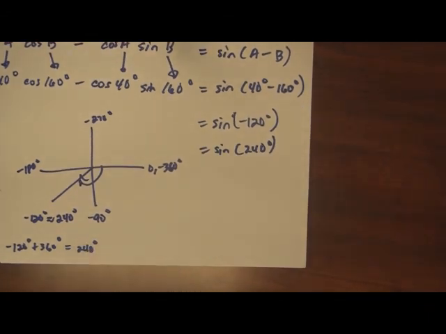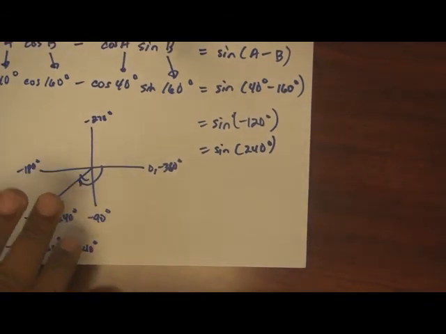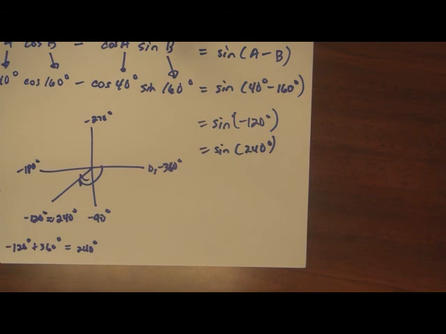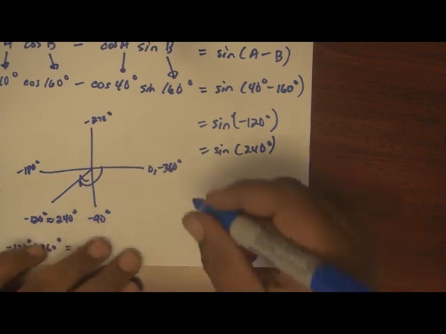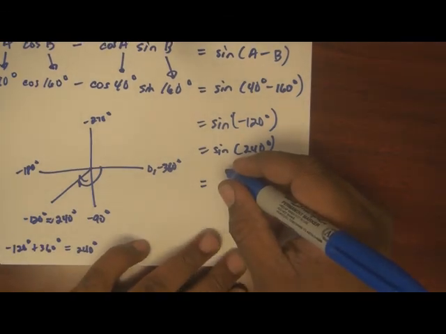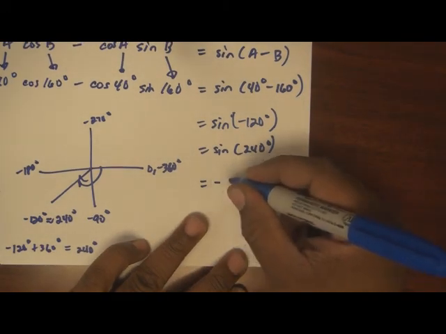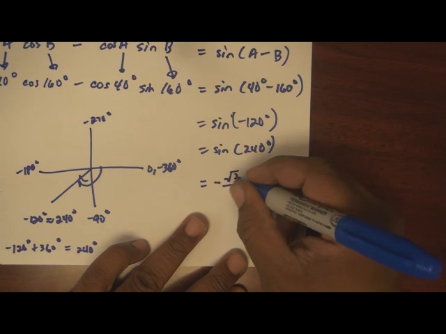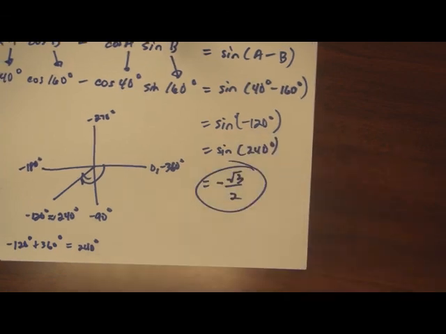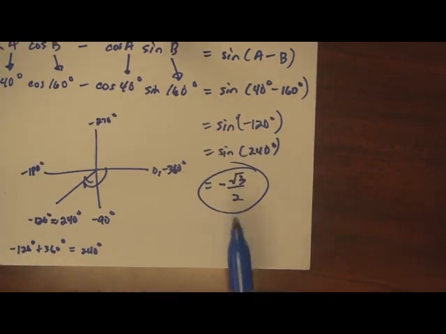I can now look within the unit circle. I can find 240 degrees. The sine or the y value for 240 degrees is negative square root of 3 over 2. So we have our exact value as negative square root of 3 over 2.